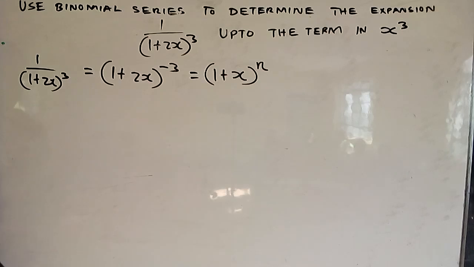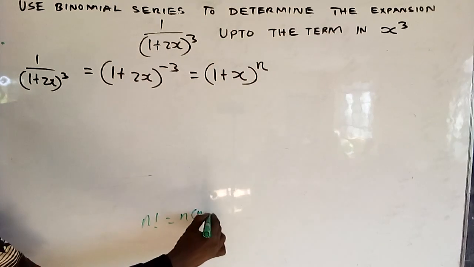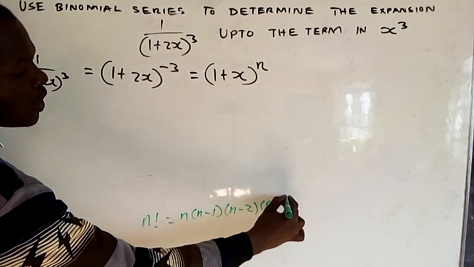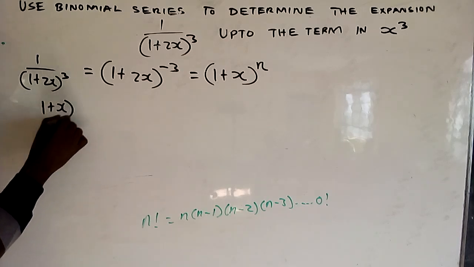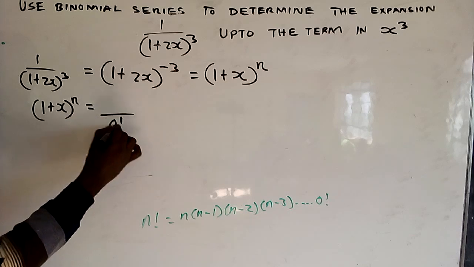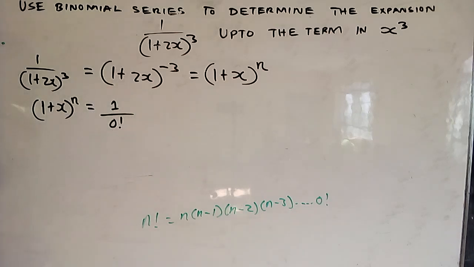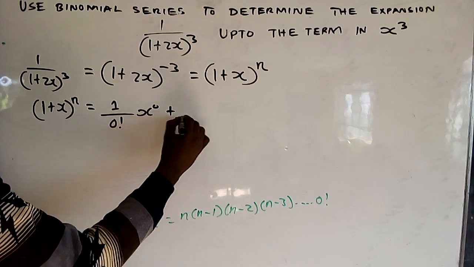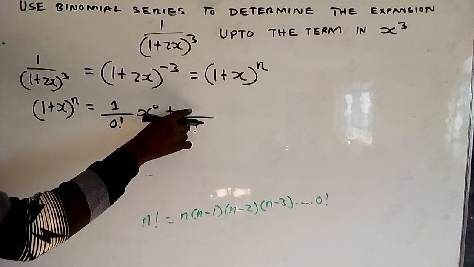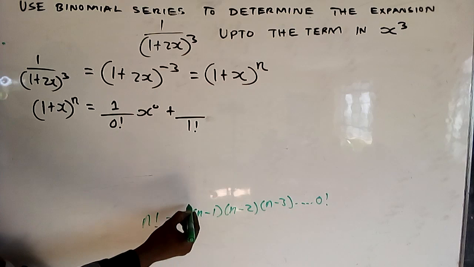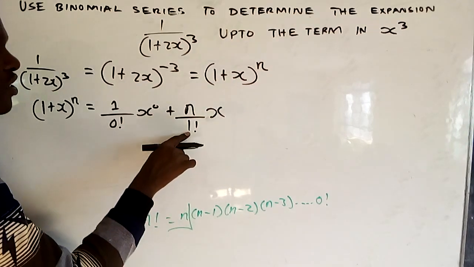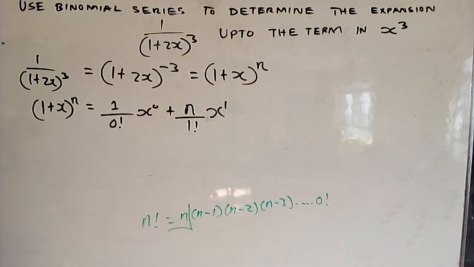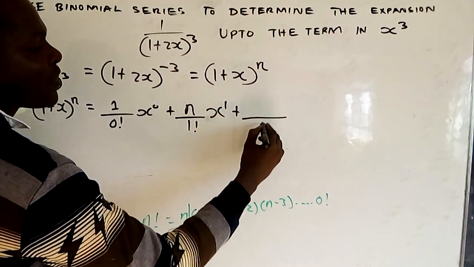First thing you know here is that when you have n factorial, that is n into n minus 1 into n minus 2 into n minus 3 until you reach 0 factorial. So we start when you have (1 plus x) raised to power n. The first one is when you have 0 factorial, meaning there is no term in the numerator, and our x is raised to power 0. Then plus the next one, when you have 1 factorial, there is only one term in the numerator, which is n, then our x is raised to power 1. Are we together?